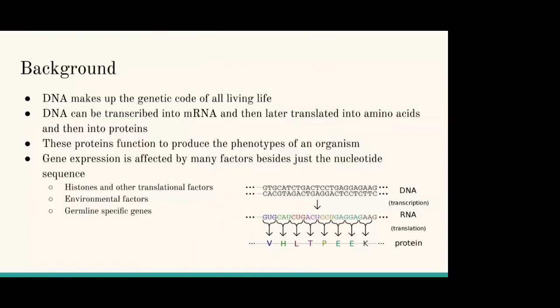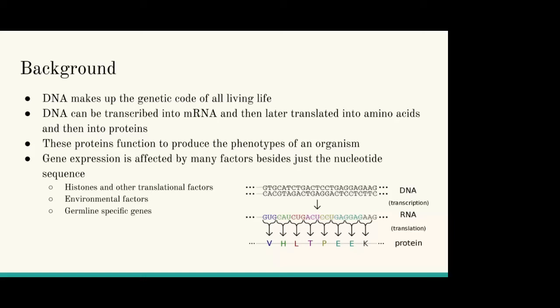So as some background, DNA makes up the genetic code of all living life. It's essentially first transcribed into mRNA and then later translated through the codons into amino acids, which then form the proteins. And then the proteins are able to produce the phenotypes of an organism. And the phenotypes are just physical characteristics like eye color, hair color, things like that.